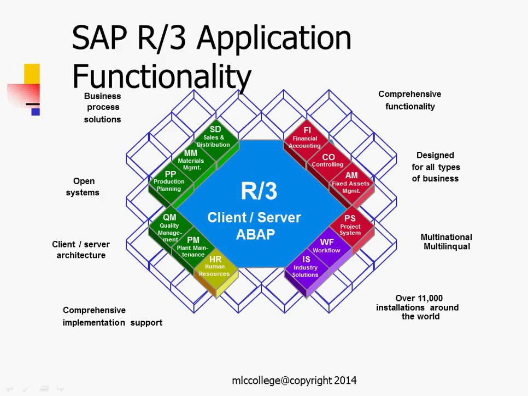Okay, so you see the core modules: SD, MM, PP, QM, PM, HR, FICO, Asset Management, Project System, Workflow, and Industry Solutions. So we currently have around 26 industry solutions. We had 23 as a standard, but I think they have added 3 more.